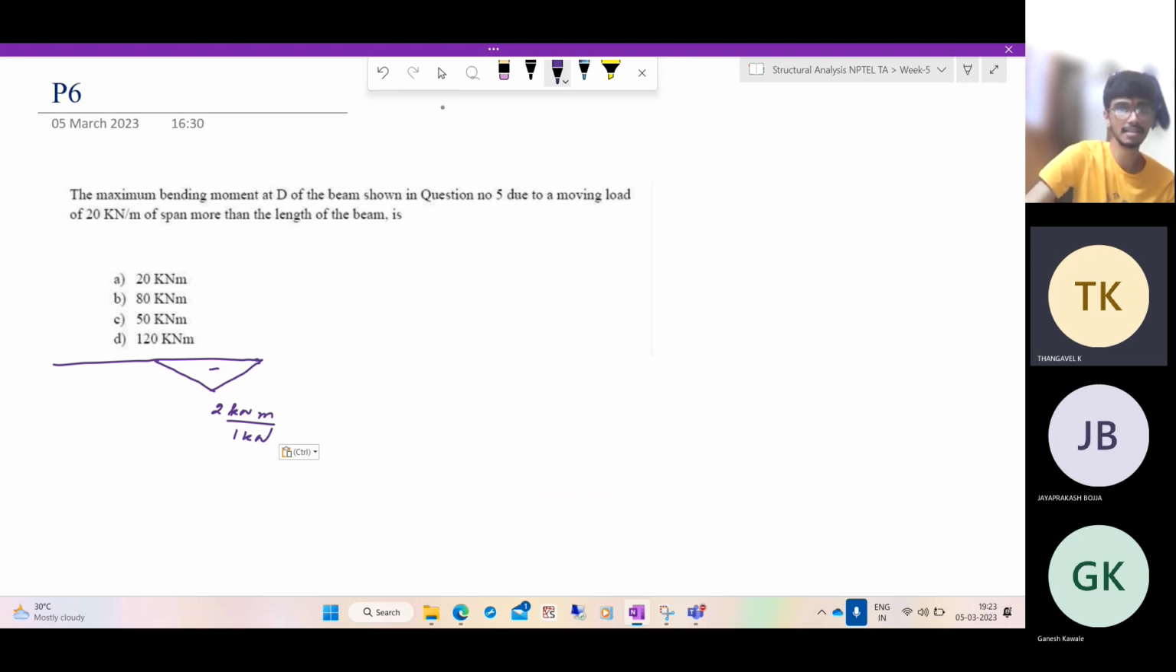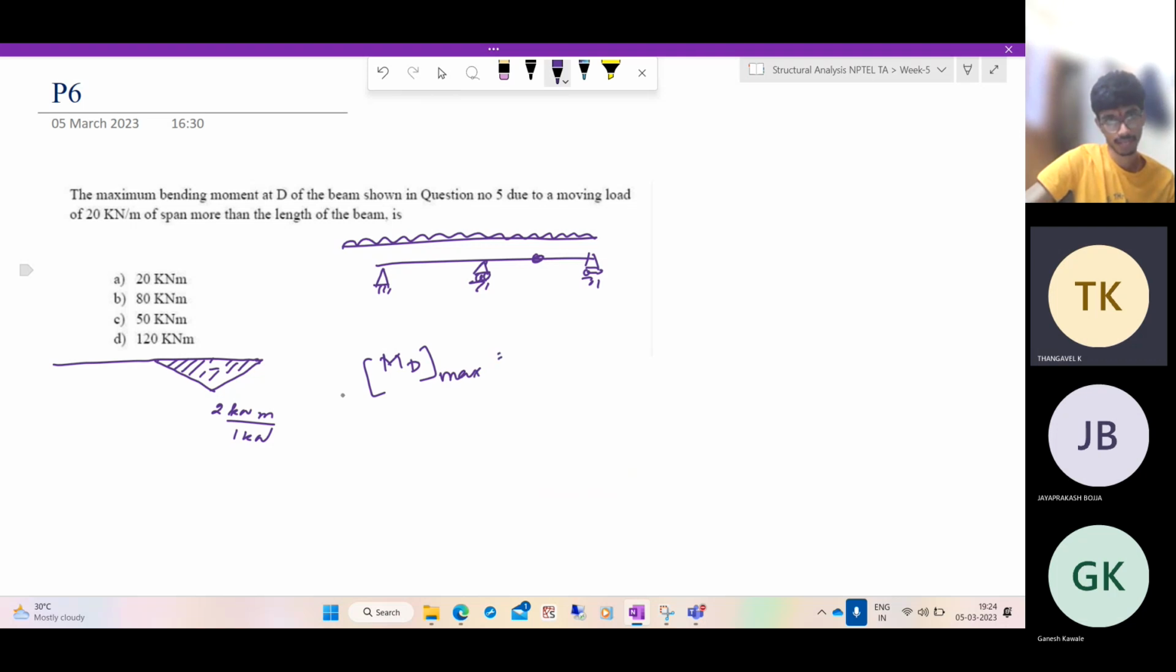As usual, they have said that the span of the load is longer than the span of the beam, which means the beam is something like this. And the load extends much longer than this. So obviously we know from our intuition that when the entire beam is loaded, we'll have more bending moment than when a part of the beam is loaded. So when the entire beam is loaded, this entire area will contribute to the maximum bending moment. So what is the maximum bending moment at the point D? It is the area of this triangle.